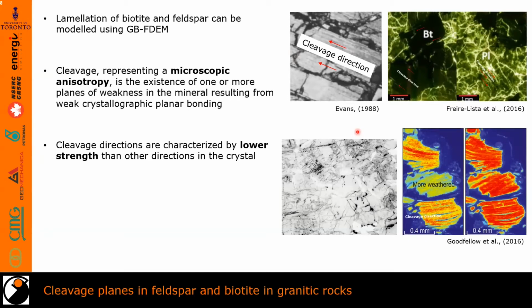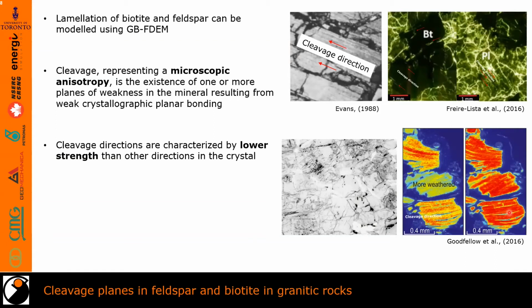By using the grain-based finite discrete element method, we brought down the anisotropic behavior investigation to the grain level by introducing DFN inside the grain to represent the cleavage and the lamination. Cleavage planes, which represent microscopic anisotropy features, are the existence of one or more planes of weakness in the mineral resulting from the weak crystallographic plane bonding.